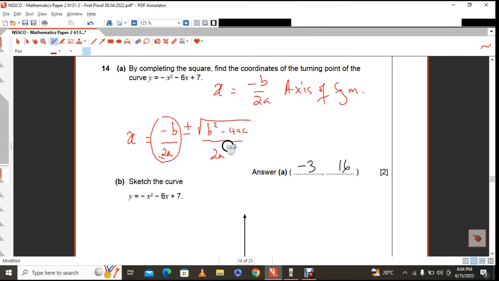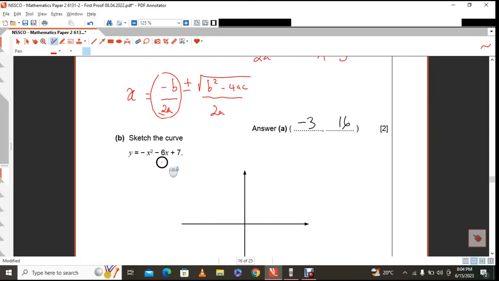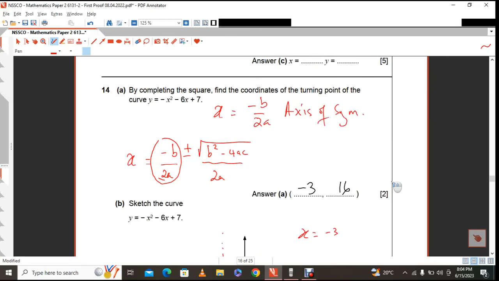That means if you have your graph, this line is going to be halfway between whatever your graph will be. So if I was to sketch this graph, and because remember that's a minus, I'll just sketch it anywhere. The answer I'm getting from using that formula will be half, that will be the axis of symmetry. That will be x equals negative 3. And that answer you can go ahead and test it out.